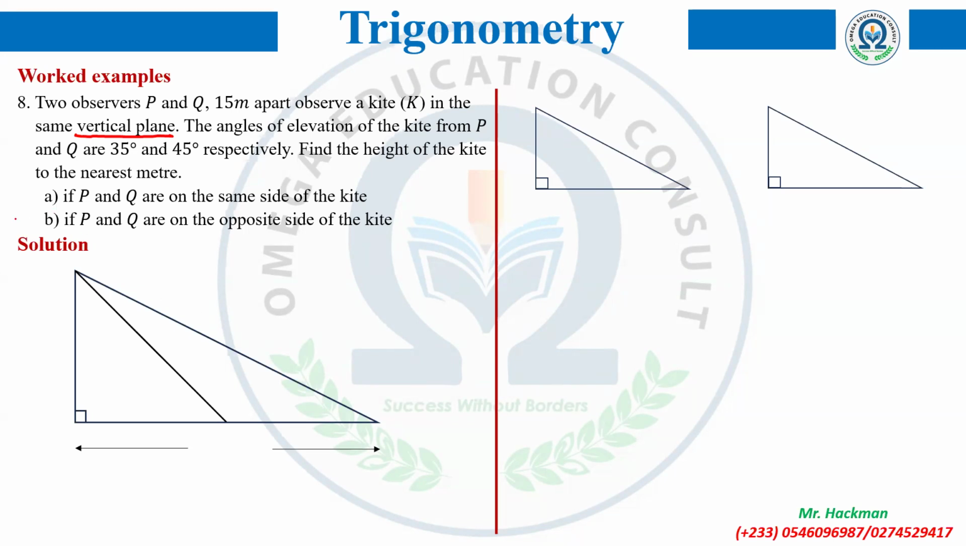So you can see that there is also a required approximation, so you underline that, all in the quest of protecting our marks. All right, okay. So now, what are we supposed to do with this preamble? A, if P and Q are on the same side of the kite, we need to find the height of the kite to the nearest meter. Then B, if P and Q are on the opposite side of the kite. So these were the two scenarios that we looked at in our previous meeting.